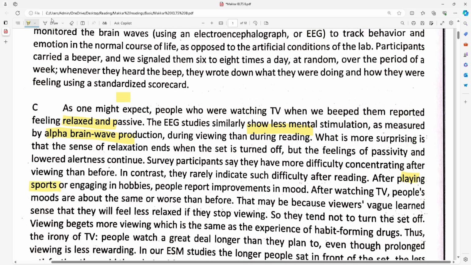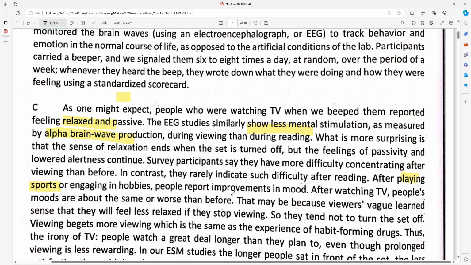Let's see where they're talking about sports. Here they're talking about playing sports. So they have mentioned playing sports. Now in the question, we also have to keep our memory very strong for the IELTS exam. As per what I recall, they said that watching TV gives more satisfaction than playing sports, or we get more satisfaction after watching TV.